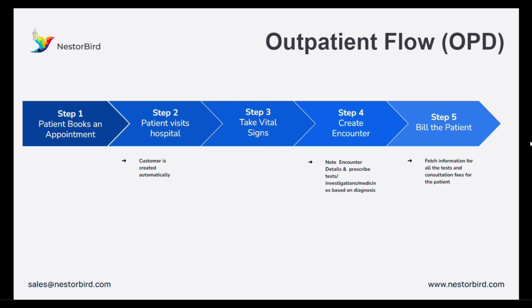So now we'll discuss an outpatient flow. The outpatient flow starts with the patient booking an appointment. Once the patient books an appointment, a customer is automatically created in the backend, and then the patient visits the hospital. The hospital staff, the nurse, takes the vital signs of the patient, then they create an encounter, and then they bill the patient.